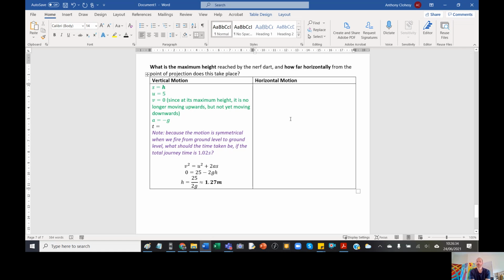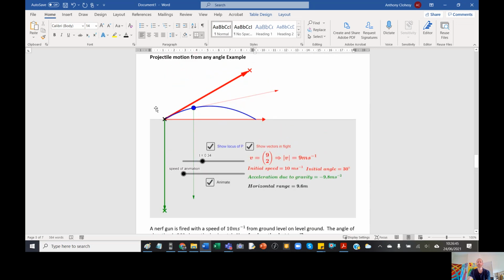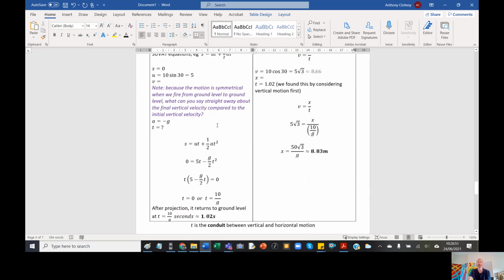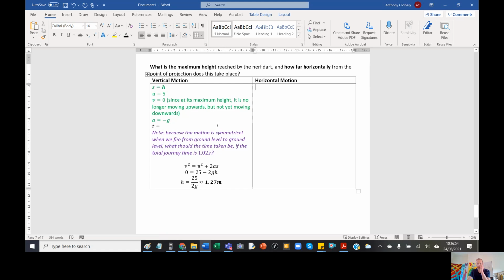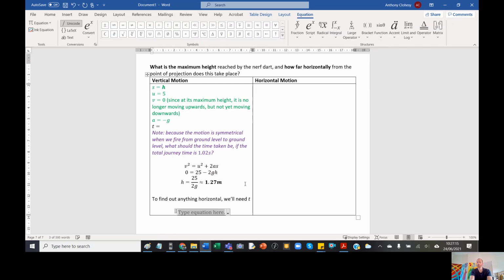I talked about how far horizontally, and this is also something you could generate for yourself pretty quickly in this particular situation. If you think about the symmetry, you can probably guess, if the overall horizontal range is 8.83 meters, and we can see the symmetry of this particular curve, you could probably guess how far along this point happens. But it's also perfectly doable to take information from the vertical and use it for horizontal. But to get between the two, we're going to need time. To find out anything horizontal, we'll need t. So we work out t as well.